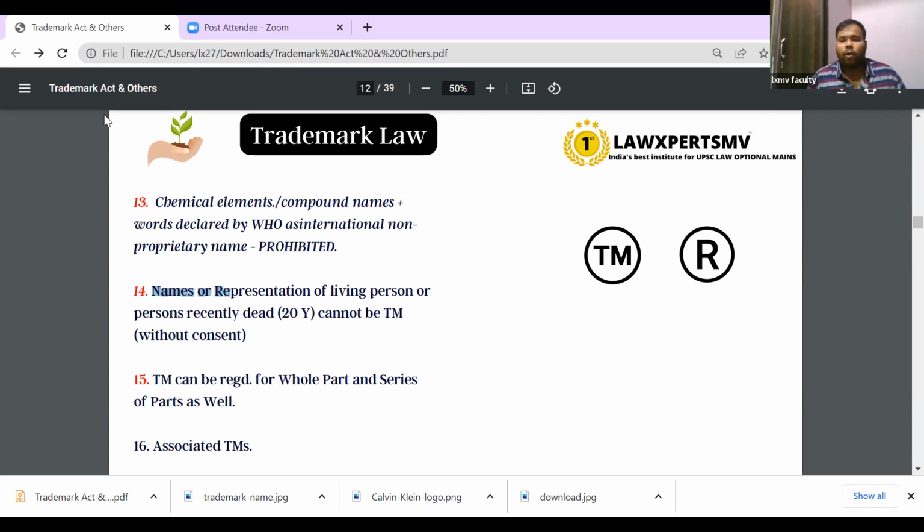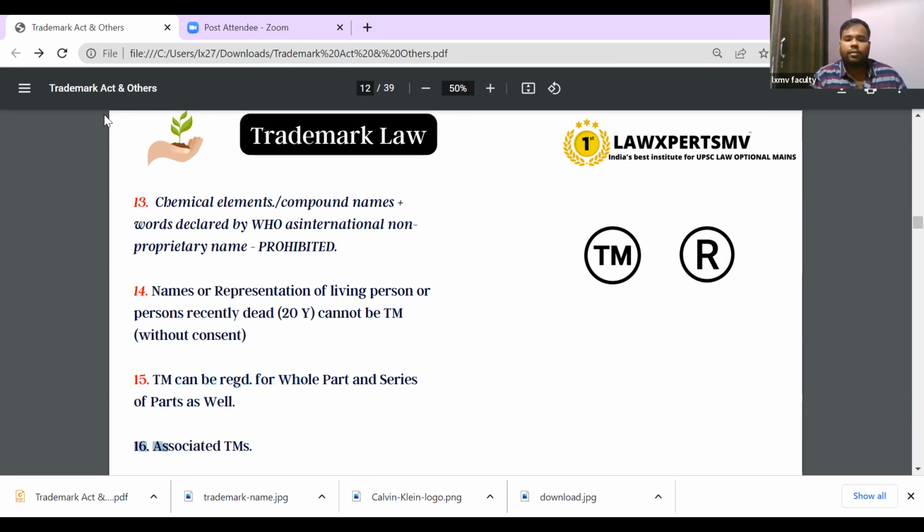So say for example, I want to start electronic goods manufacturing in the name of APJ Abdul Kalam. I have to get the consent of their legal representative before I do that. If I get the consent and their legal representative agrees, then I can apply for the trademark and I can get it. If there is no consent, then you won't be able to get the trademark for the same. And the trademark can be registered for the whole part or for a series of parts, which we already discussed. So a company known as Sony will have a trademark for its TV known as Bravia and for its gaming console PlayStation, similar to that.